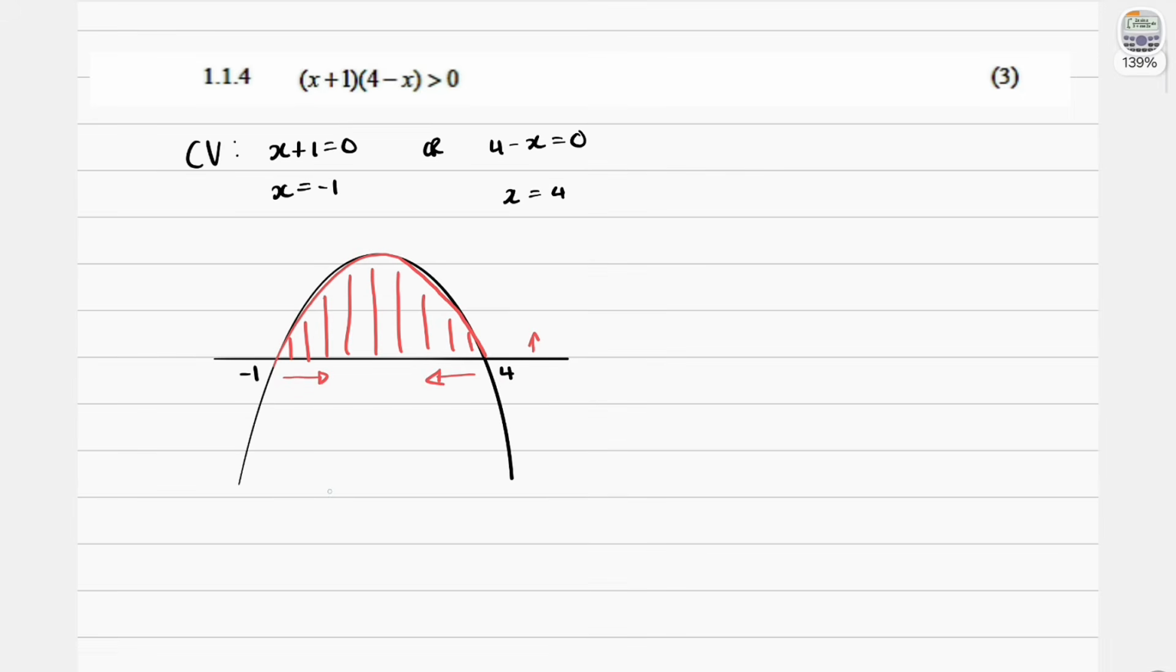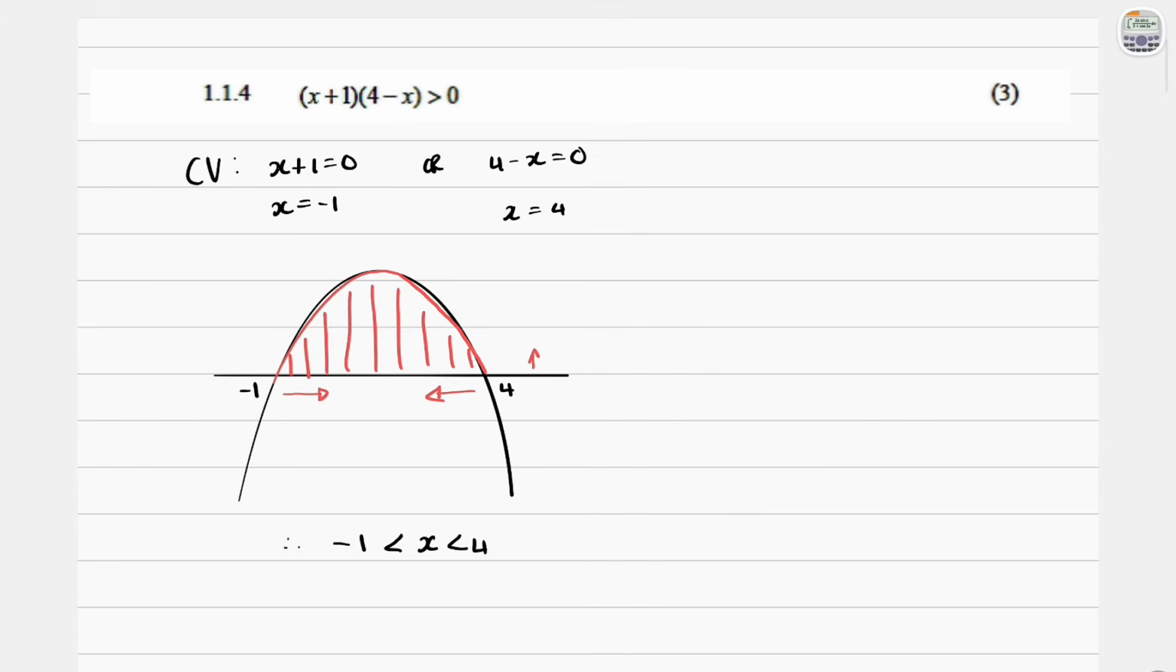And that is our answer. We'll simply say, therefore, this means x is greater than -1 but less than 4. Not equal to, because they don't say greater or equal to. Okay, so that is our answer. Moving on to the next question.